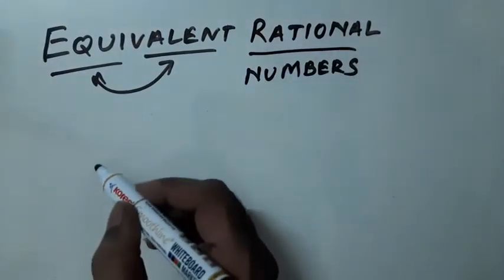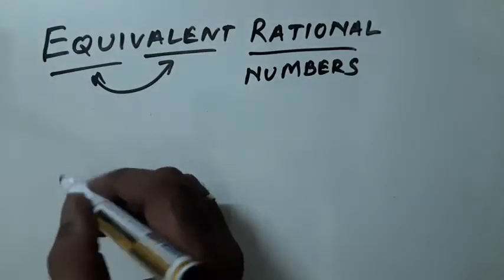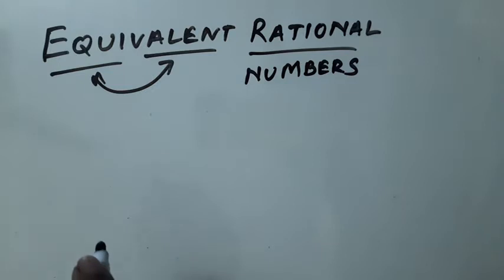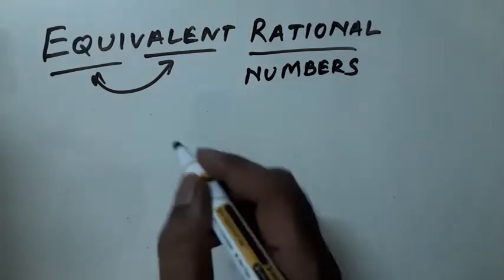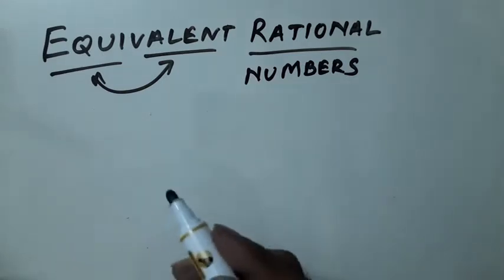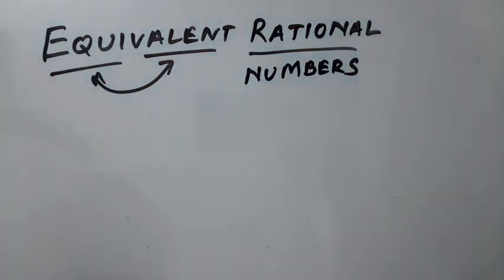So here it is equivalent rational numbers. Now there is only one change in finding equivalent rational numbers. That is, instead of multiplying only natural numbers, here we will multiply the numerator and the denominator by the same non-zero integer. So we can take negative numbers also.